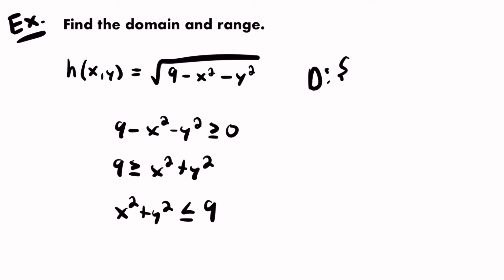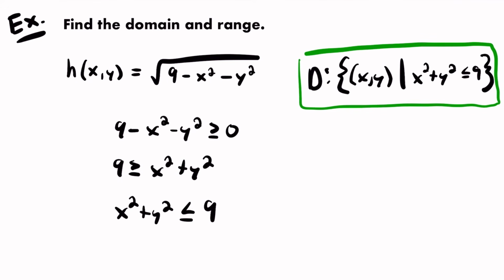The domain is the set of all values (x, y) such that x squared plus y squared is less than or equal to 9. All right, that would be the domain for this multivariable function. But what about the range? Well, if you think about it logically, if the sum of x squared plus y squared has to be less than or equal to 9, then the biggest number you're going to be subtracting from 9 underneath this square root will be 9. So you'll get 9 minus 9, which would be 0.